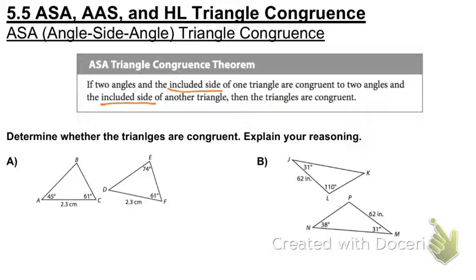If you're included at someone's lunch table, you're probably going to be between a couple people. If you're included in a group, you're probably going to be between a couple people, okay? Not during COVID. Yep, sorry. Distancing, okay? Now, the included side is going to be between the two angles, okay?